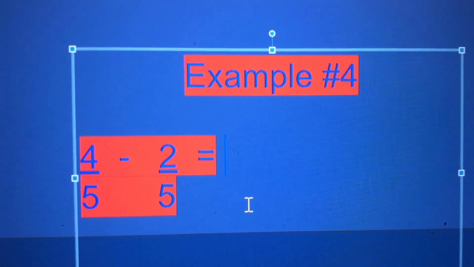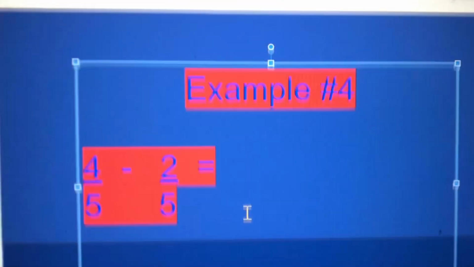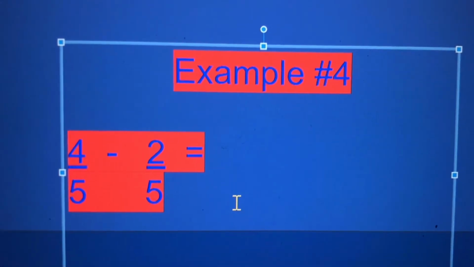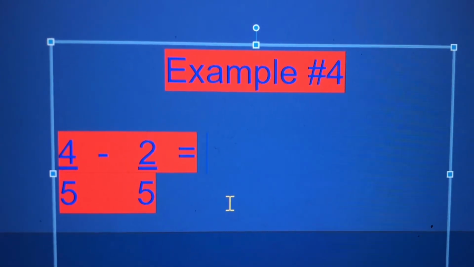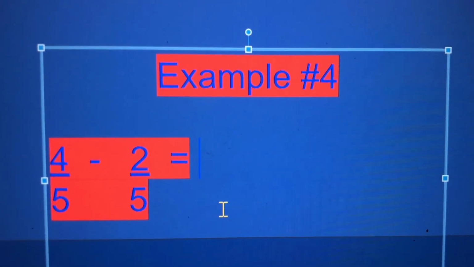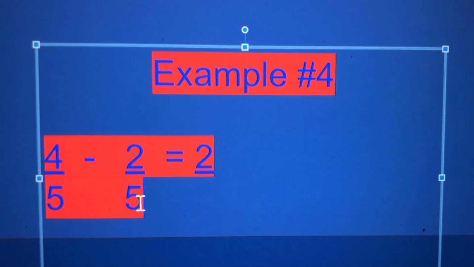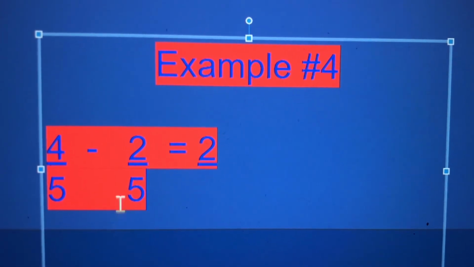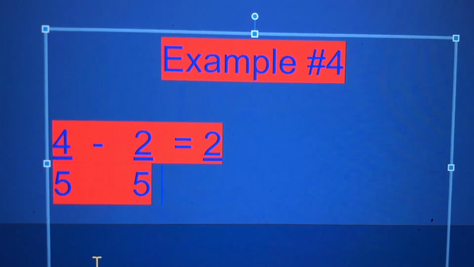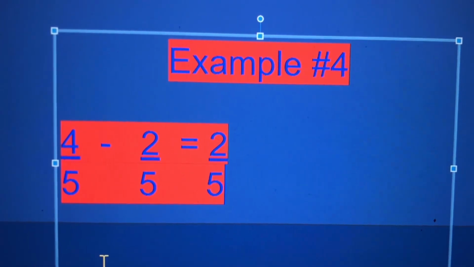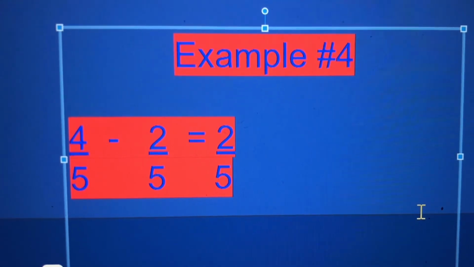All right, ladies and gentlemen, final example of the day. So we have 4/5 minus 2/5. So first step, we're going to subtract the numerators. We're going to subtract just as if we were subtracting a one-digit number. 4 minus 2. 4 minus 2 equals 2. And the denominator, the bottom number, always stays the same. So since we are subtracting fifths, the bottom number is going to be 5. 4 fifths minus 2 fifths equals 2 fifths. And that is our answer.